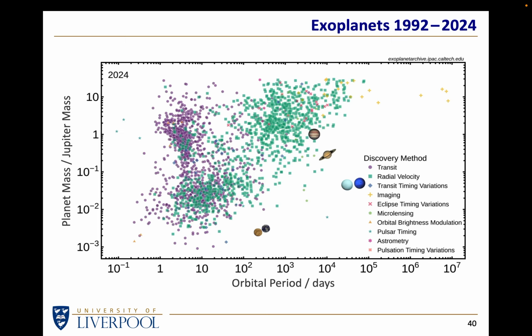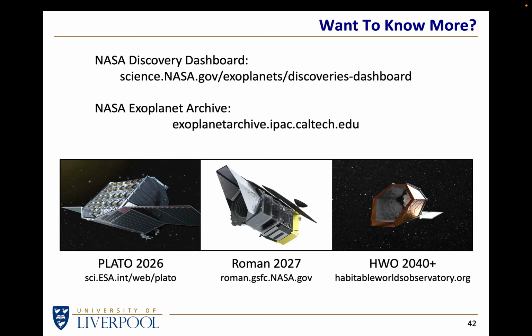Quite the contrary. We think there are 1 billion Earths in our galaxy, but we just haven't found them all yet because they are more tricky to find than the Jupiters. So if you're interested in exoplanets, NASA has a wonderful web page which tells you all you want to know about every exoplanet that's ever been found. And as I've said, there are interesting missions coming up next year, the year after, and you can go to the NASA or ESA web pages to find out more about them.